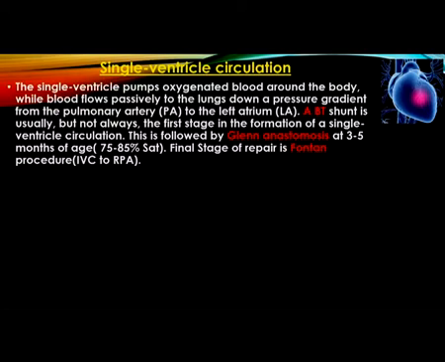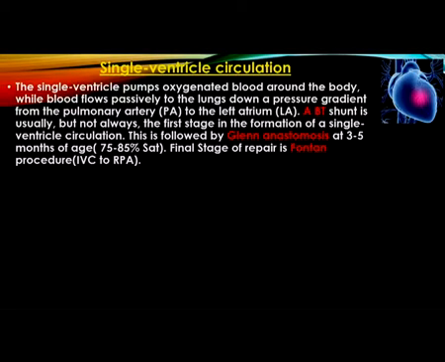Single ventricle circulation. The single ventricle pumps oxygenated blood around the body, whether it is the left or the right ventricle, while blood flows passively to the lungs down a pressure gradient from the pulmonary artery to the left atrium, what we know as the wedge pressure. Initially a lot of these patients undergo a BT shunt, but not necessarily all of them; all undergo a Glenn anastomosis, which is between the superior vena cava and the ipsilateral pulmonary artery, usually the right, at 3 to 5 months of age.